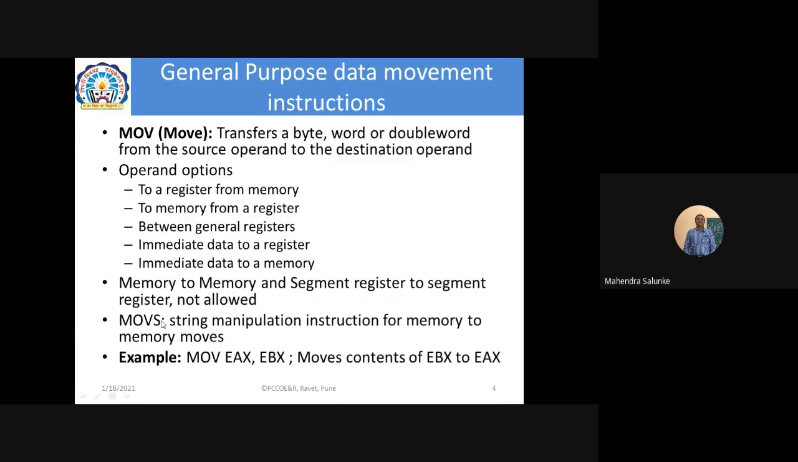Now there is a very interesting point that I will highlight here. Right now, all of you focus on the example which is written here. In this example, what is written? It is written move EAX comma EBX. Right now I explained about it, it is already written there. So can anyone tell me what exactly this instruction is going to do? Can anyone explain what move EAX comma EBX will do?